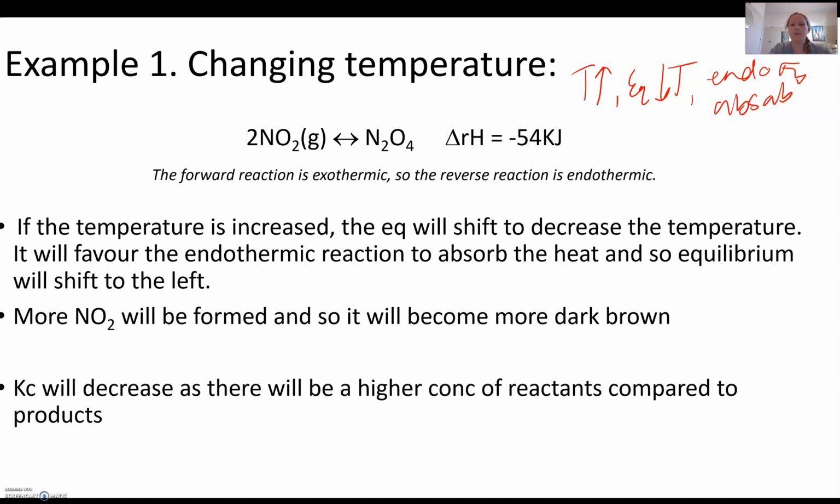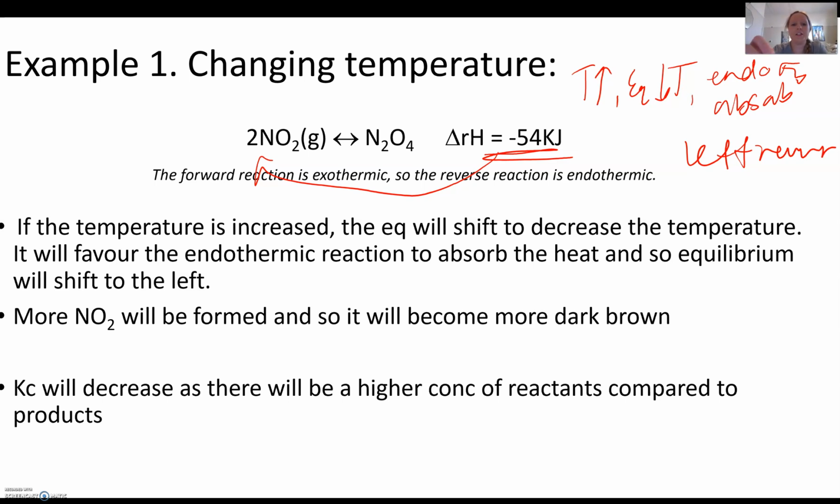So if we increase the temperature, the equilibrium is going to shift to decrease it, so it's going to move in the endothermic direction. As this is exo in the forwards direction, that means it's going to favour the left or reverse, which is endo. Okay, I hope that makes sense, and I've just spelt that out in a paragraph there.